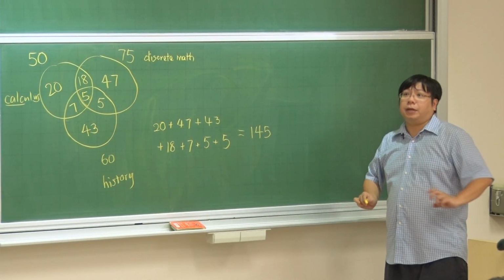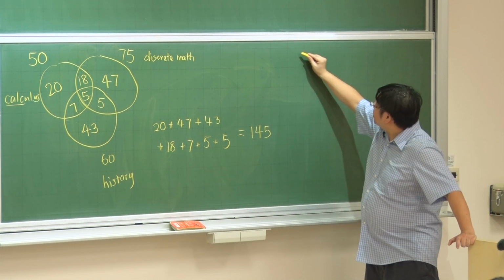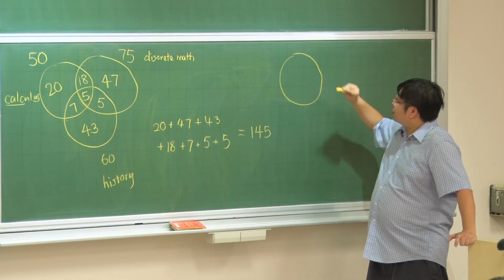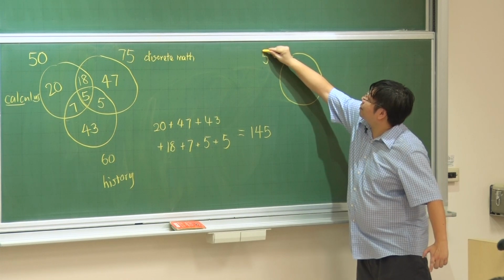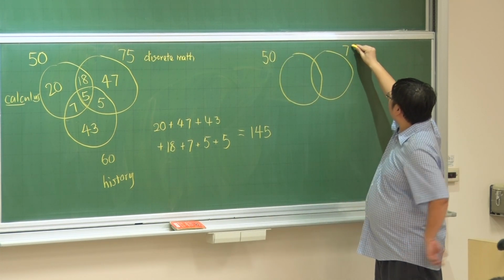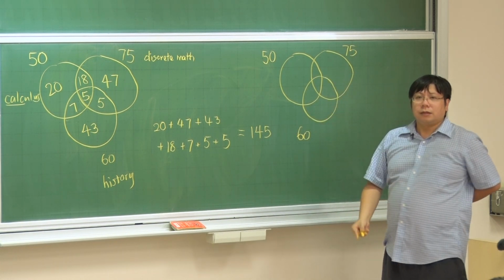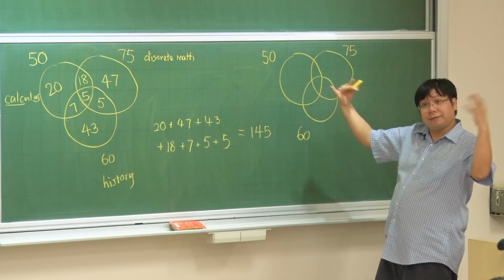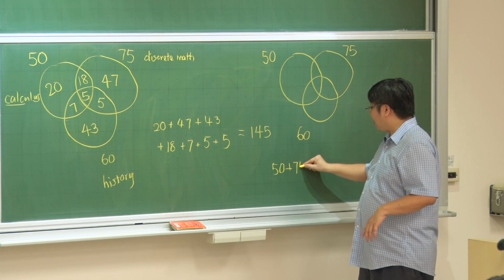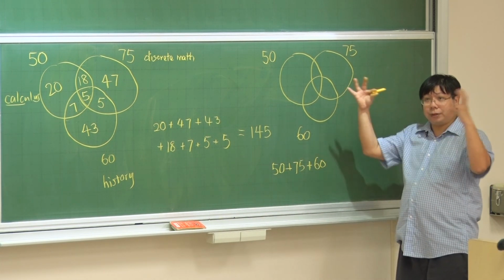But the principle of inclusion and exclusion has a magic formula. Let's do this again, using the formula that we'll talk about later. There are 50 here, 75 here, and 60 here. So let's include everything. We include everything: 50 plus 75 plus 60.